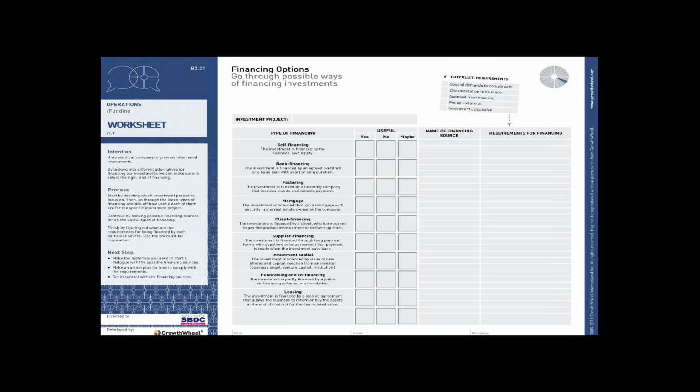I want to talk just briefly about factoring a little bit. So factoring is selling your receivables. So you have customers who owe you money, and they owe you money based on purchase orders and other legal documents, as opposed to just you haven't been able to collect yet.